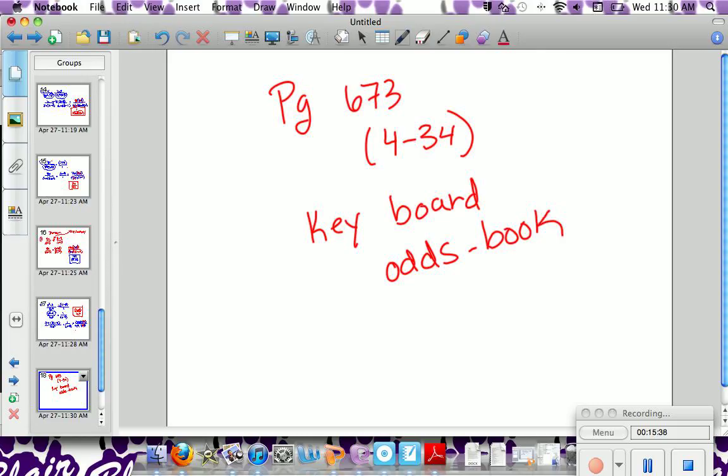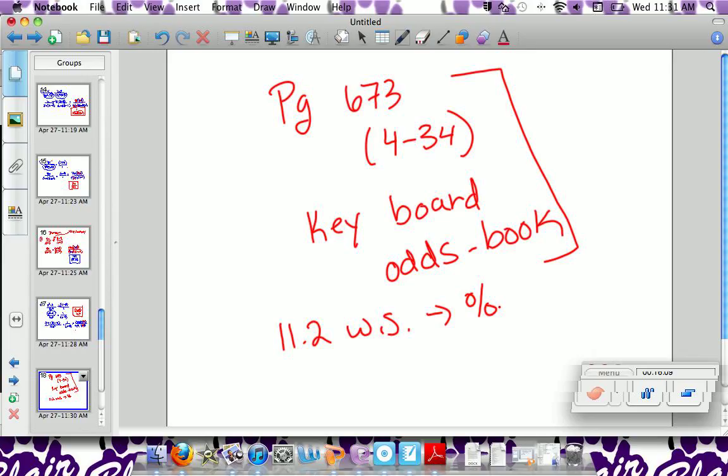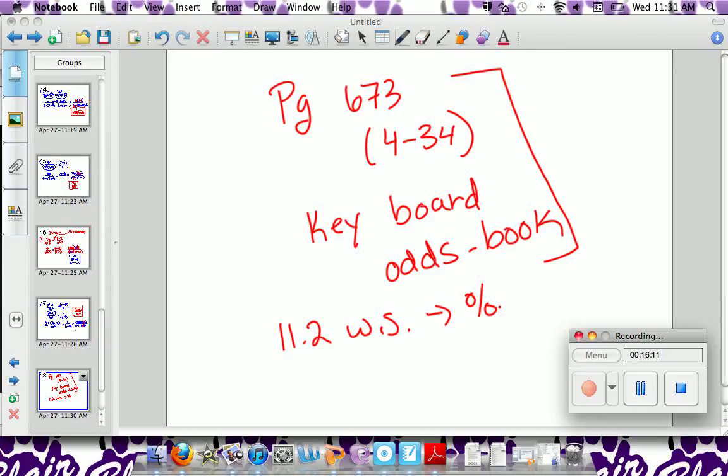When you are finished with page 673, I want you to work on the 11.2 worksheet, and that worksheet is on percents. Percents are what we learned last time in class. So bookwork first, worksheet second. This is due next time, so make sure this is done. This percent worksheet we're going to look over a little bit in class, but if you have extra time, I want to make sure that you do both of those, so you don't have to waste class time next time on the percents.